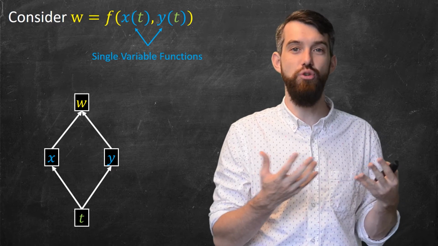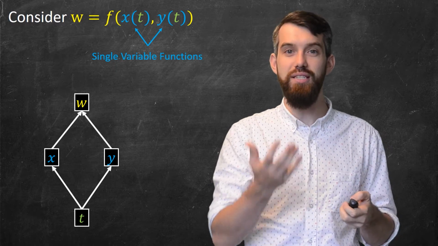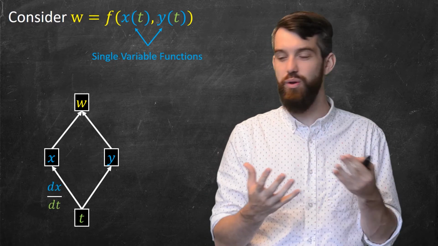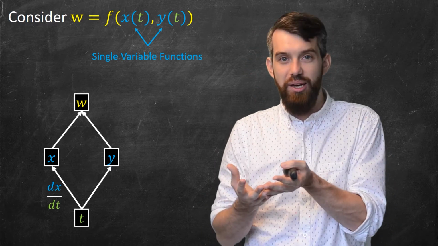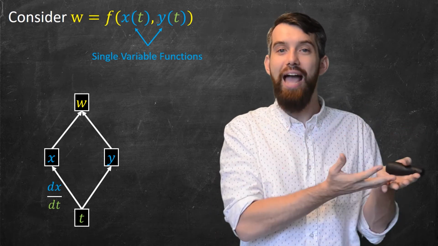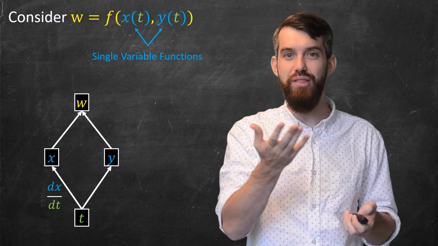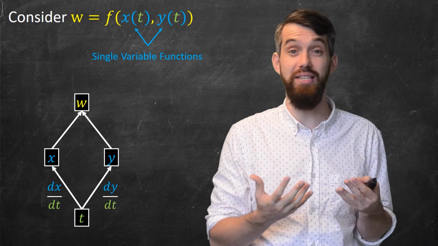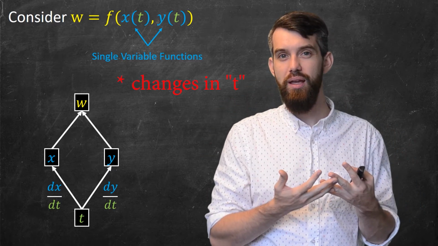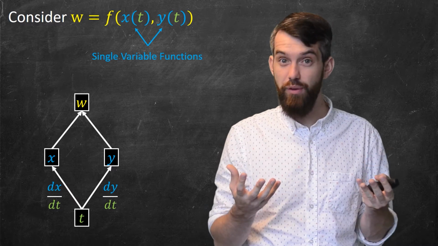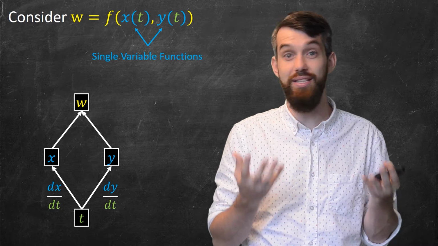Now, we can use derivatives to describe the relationship between these variables in the dependency diagram. For instance, the derivative of x with respect to t tells me that if I change t a little bit, how much am I changing x? That rate of change is given by dx/dt. Likewise, for y, there's a dy/dt, which tells me how much y is changing for little changes in t. And notice that because x and y are single variable functions here, these are full derivatives. I use the lowercase d for that, single variable derivatives.